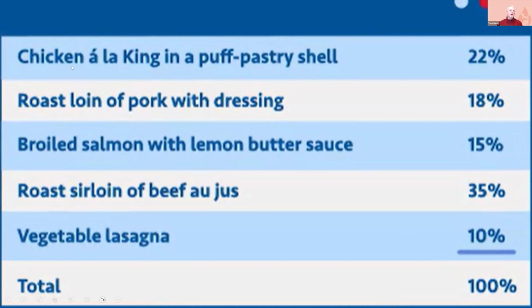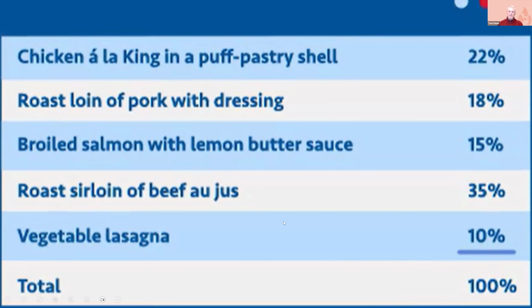22% of the people ordered our chicken a la king, 18% the roast loin, our broiled salmon was at 15%, our roast sirloin was at 35%, and our vegetable lasagna was at 10%. And that, as you see there, all boils down to 100%. Perfectly round number there, and it's only for simplicity, right?